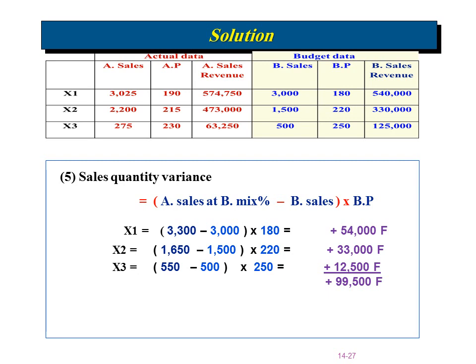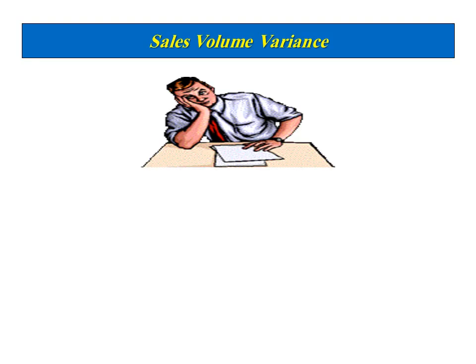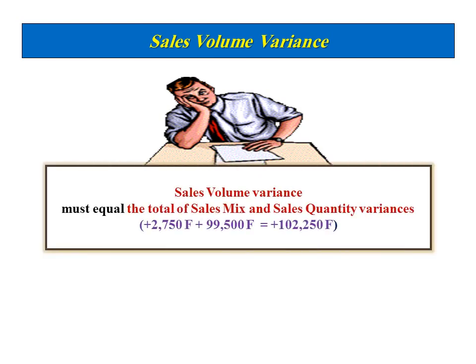Well, I have budget price and I have budgeted sales from my table. But your problem, if you remember, is how many units for actual sales at budgeted mix. This is my quantity variance. Don't forget, I am in the third level. In the third level, I analyze the volume variance into mix and quantity. So I have to check my answer. Sales volume variance must equal what? Sales mix and sales quantity variances.